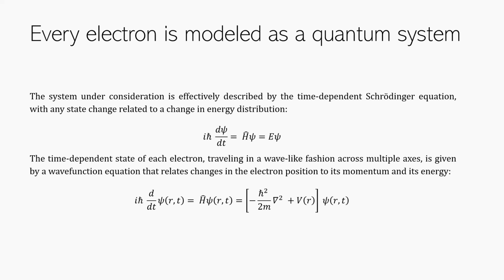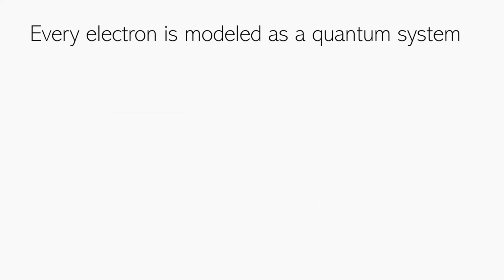So the time-dependent state of each electron traveling in a wave-like fashion across multiple axes is given by a wave function equation that relates any changes in the electron's position r to its momentum and its energy. And the state of each electron will contribute to events at the ion level and the neuron level. So to model the quantum state of the electron, we have to model its quantum oscillations.